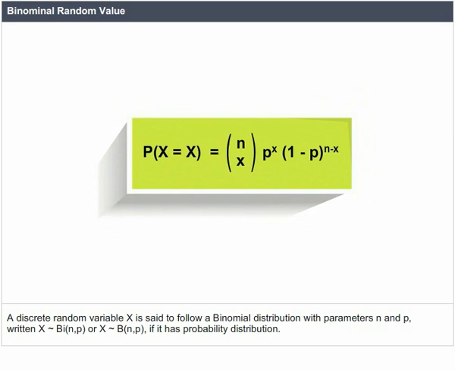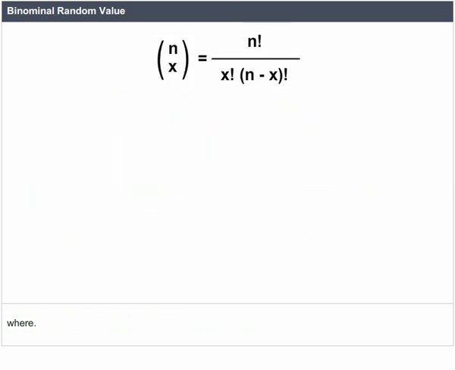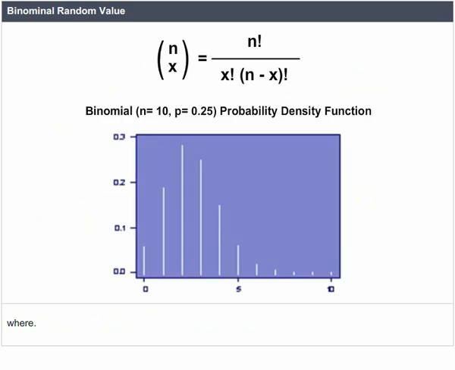P(X = x) equal to nCx p^x (1 minus p)^(n minus x), where x is equal to 0, 1, 2, etc., n is equal to 1, 2, 3, etc., and p is the success probability where 0 is less than p is less than 1. nCx is equal to n factorial divided by x factorial times (n minus x) factorial. Binomial: n is equal to 10, p is equal to 0.25.